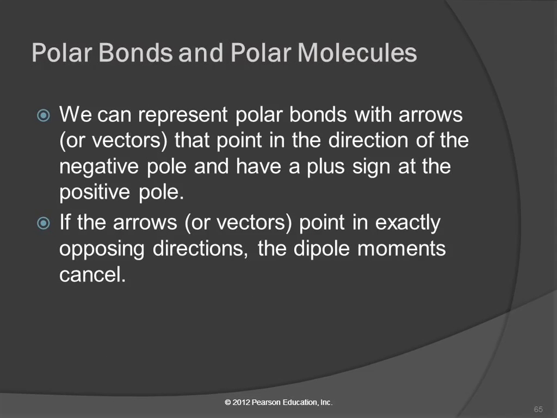Another way to represent these polar bonds is with vectors. So I drew those arrows, and I said it's like the neighbor pointing. The arrow points in the direction of the negative pole. We put a plus sign at the positive pole. Some of you like math more than others, and at some point, you were probably introduced to vector addition. A vector is an arrow that has a length, a magnitude, and a direction, and you can add them together. It's a little bit like people playing tug-of-war. So if you add those vectors together and they add up to 0, you have a nonpolar molecule. If the vectors add up to anything else, then you have a polar molecule.